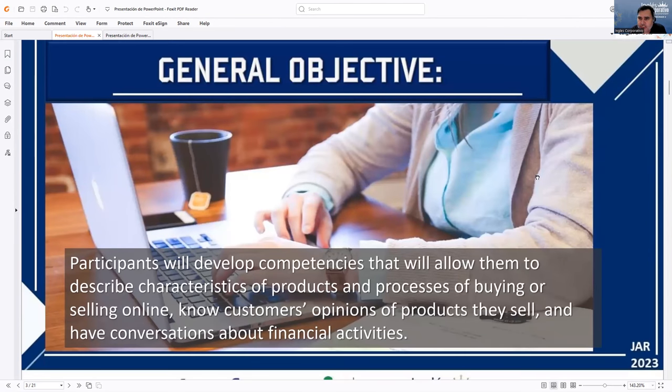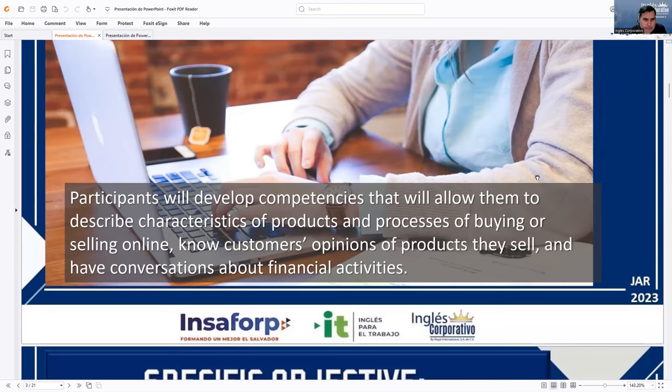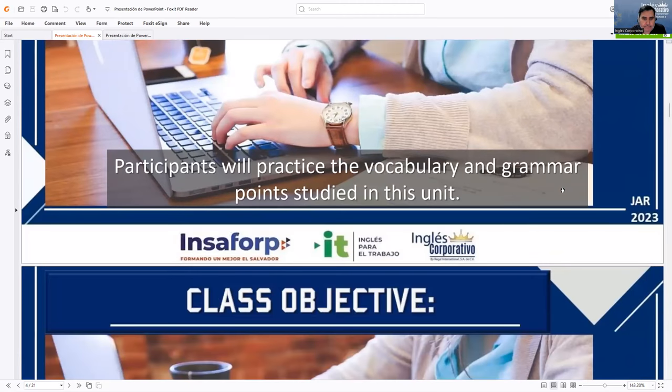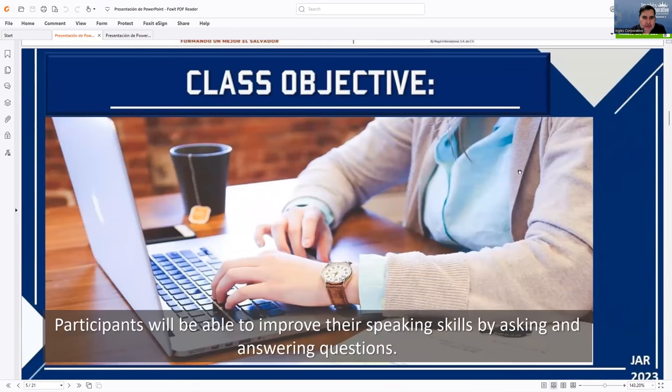This is the general objective. This is the specific objective. And this is the class objective. Participants will be able to improve their speaking skills by asking and answering questions.